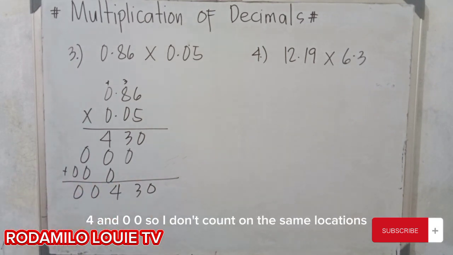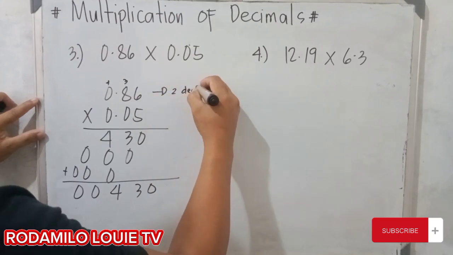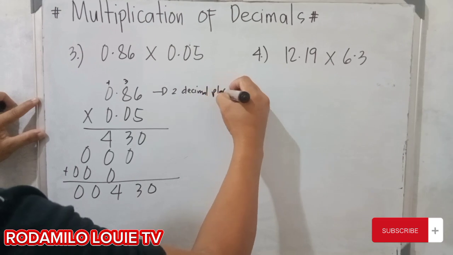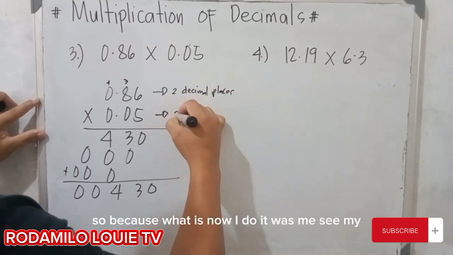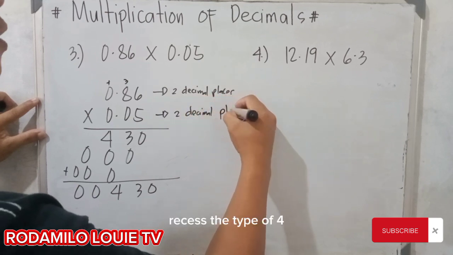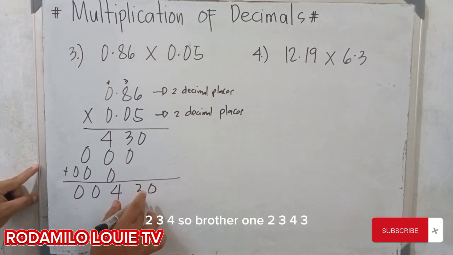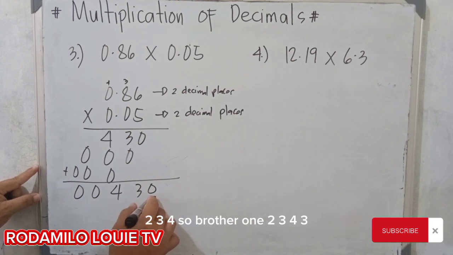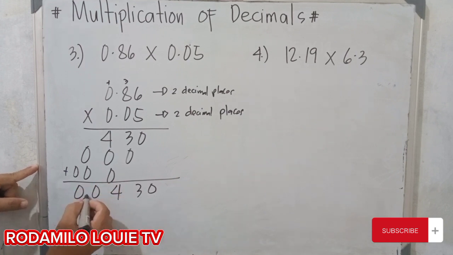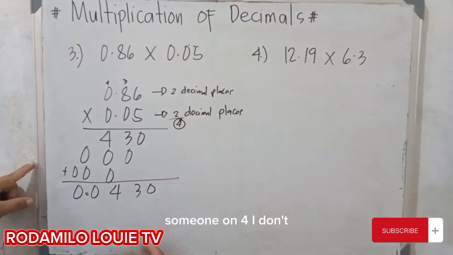So let's count the decimal places. So 3 and 86 hundredths has 2 decimal places, and 5 hundredths has 2 decimal places. Total of 4. So we count 4 from the right. 1, 2, 3, 4. So here is our decimal point, because we have 4 decimal places.